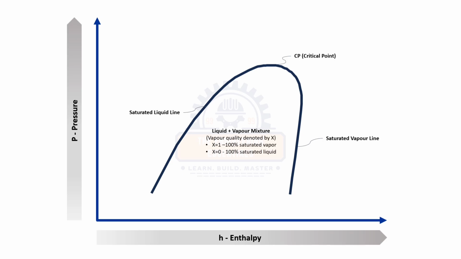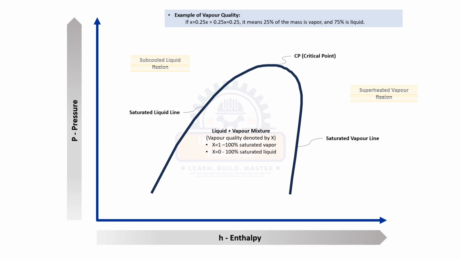Here actually the vapor quality is denoted by X. Let's say X is equal to 1. That is, the refrigerant is 100% saturated vapor. And X is equal to 0, the refrigerant is 100% saturated liquid. For example, if X is equal to 0.25, how to read that? It actually means that 25% of the mass is the vapor and the 75% of the mass is the liquid.